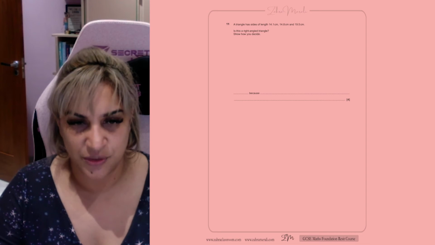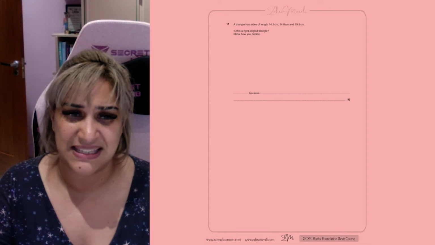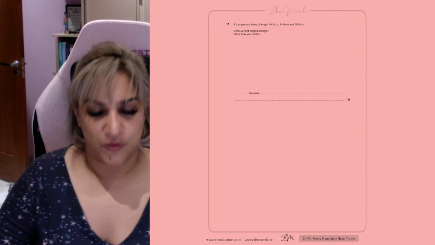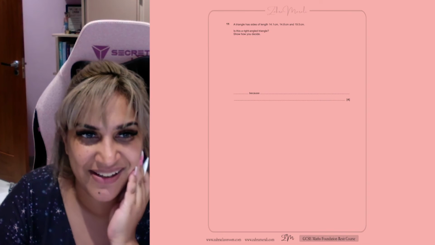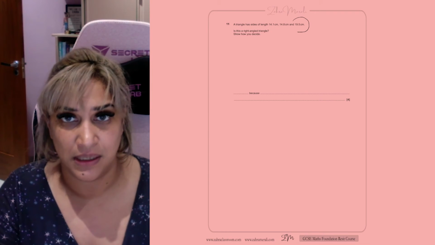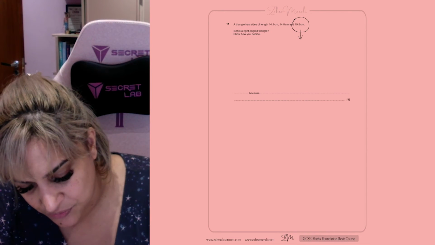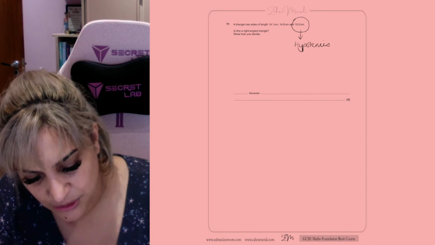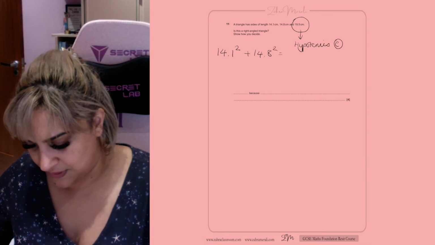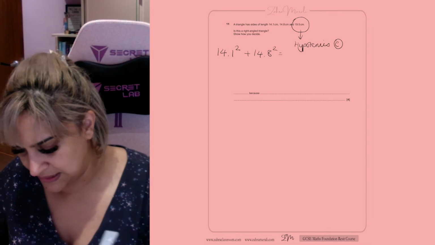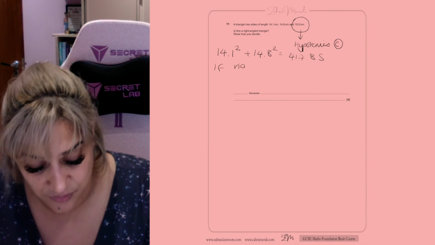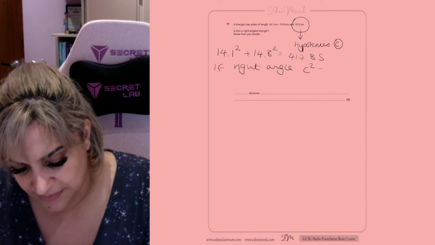Right, so now we've got another question. We got told a triangle has sides and it's giving us the lengths. So we're told a triangle has sides 14.1, 14.8 and 19.5. Now, if it is right angle, then this is the largest one. And the largest one is our hypotenuse and it's our C. So we're going to do 14.1 squared plus 14.8 squared. And that gives us 417.85.